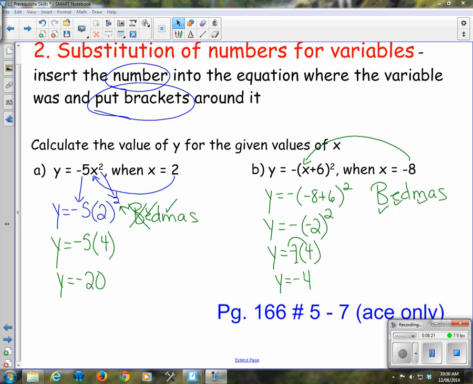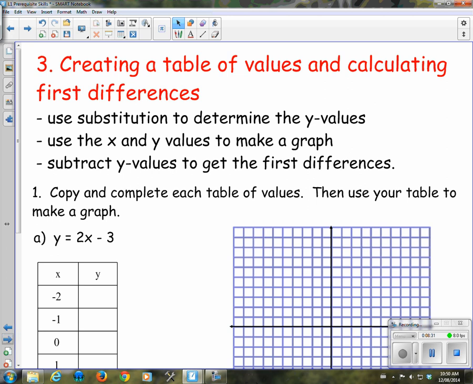Okay, so if you want to stop now and do page 166, 5 to 7, A, C and E only, feel free to do that. I'm going to go on with the next review. So third thing we need to look at is some graphing review. Tables of values and first differences, as well as another part of graphing we'll look at in a few minutes.